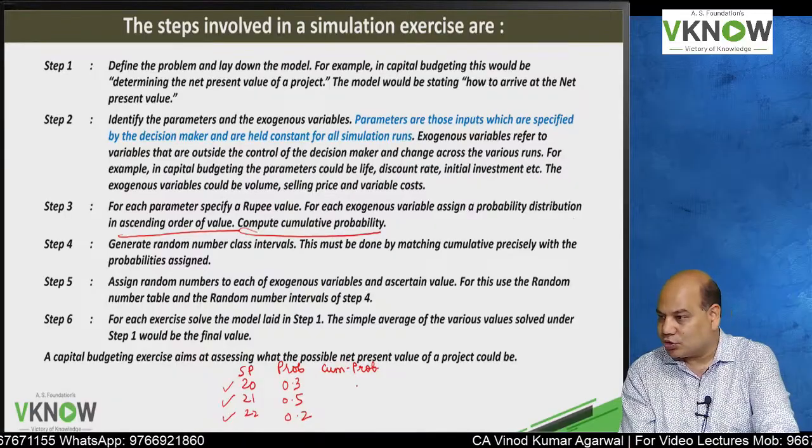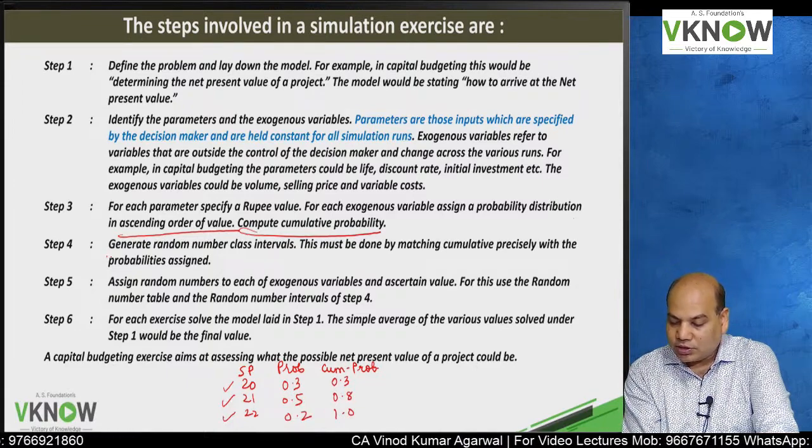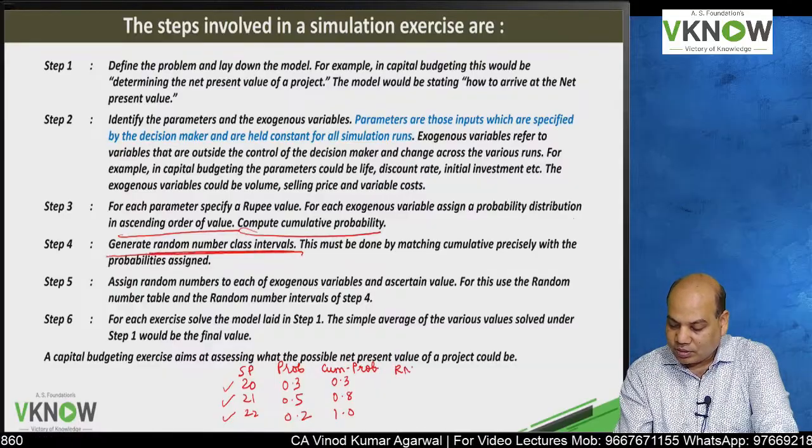A student is asking what is cumulative probability. 0.3, then 0.3 plus 0.5 is 0.8, then 0.8 plus 0.2 is 1. And then we'll generate the random number class interval.